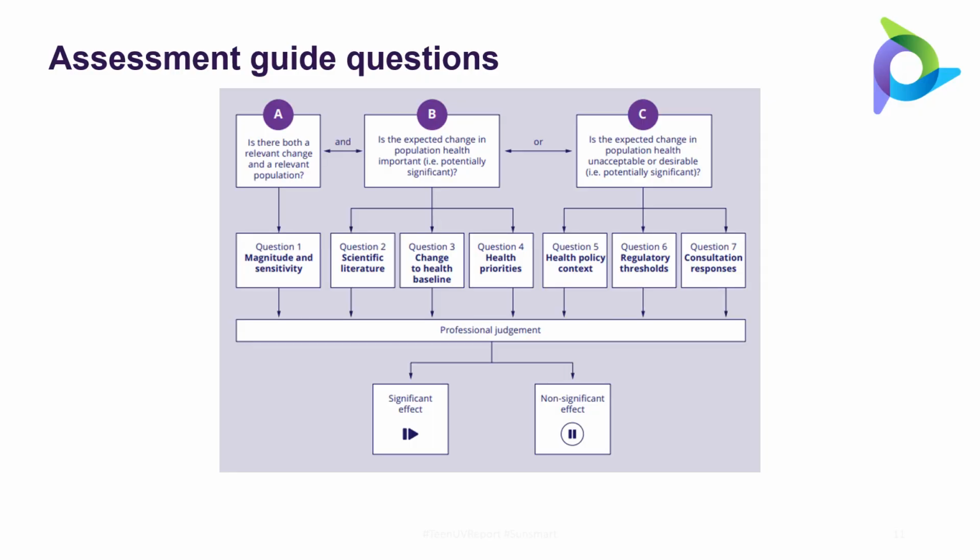The technical guidance provides some assessment guide questions when it comes to making decisions about the significance of a health effect. I just want to talk you through some of these questions for a moment or two. So under part A, we can see in this particular illustration, it asks, is there both a relevant change and a relevant population? And this relates to what we describe as the magnitude and the sensitivity. So is the magnitude of change, i.e. is the impact of change as a result of the proposal, high or medium? And is the sensitivity of the affected population high or medium?